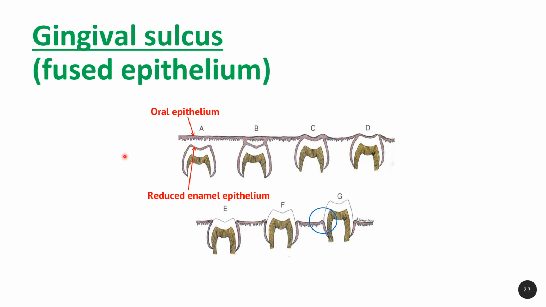What we want to talk to you now about in the second little part of this Kennisclips is the gingival sulcus. So if you're looking at this diagram here, for example, of a tooth erupting through these stages from A to G, you can see that the oral epithelium merges with the reduced enamel epithelium to form a continuous barrier between the oral cavity and the teeth around the outside.